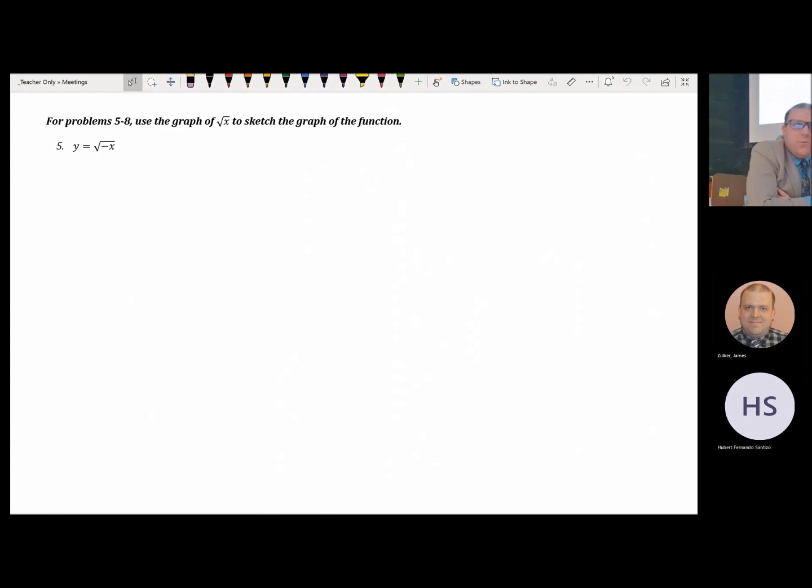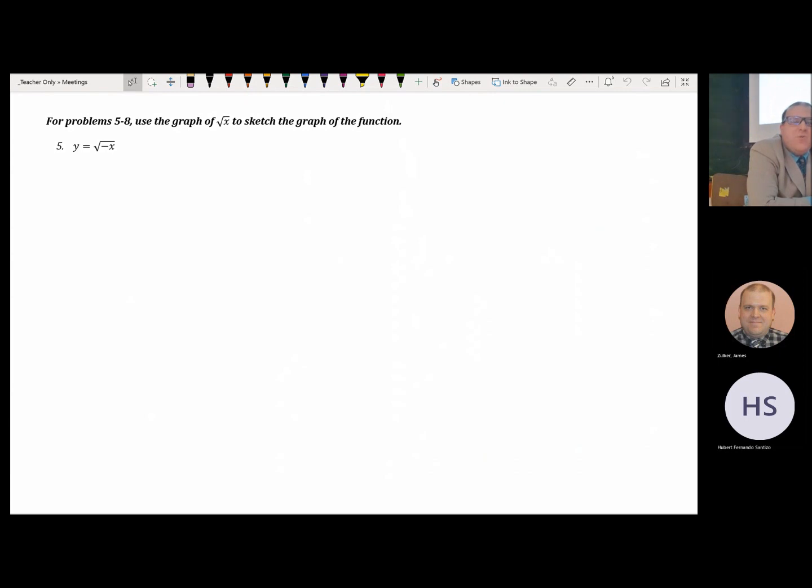Next four deal with square root of x. Square root of negative x. And by the way, this is a great chance to look at how domain and range are affected as well. We're multiplying inputs by a -1, right? That means the input is what's being affected. Domain is going to change.